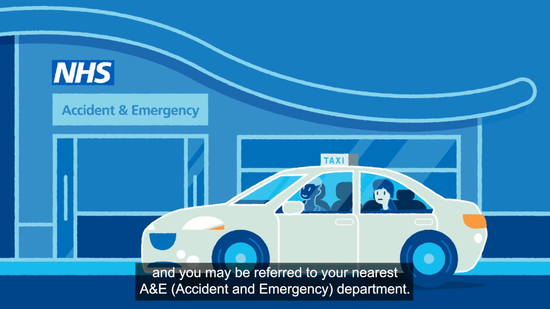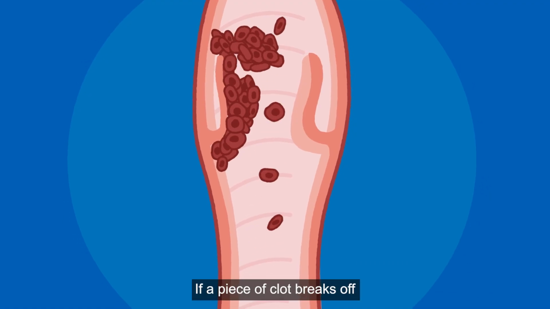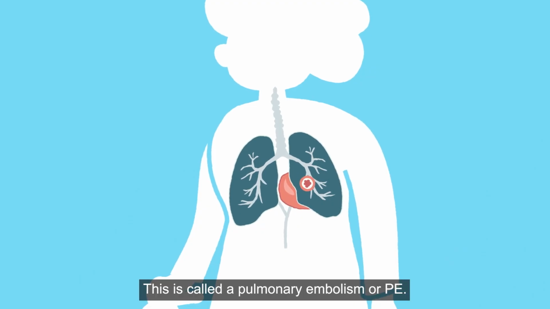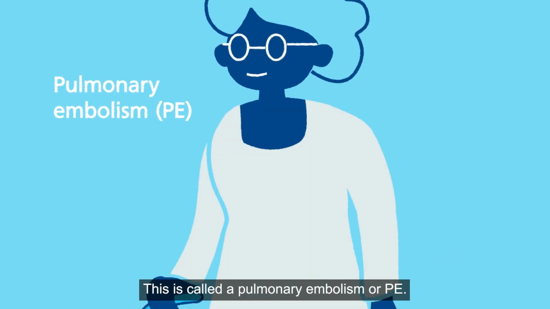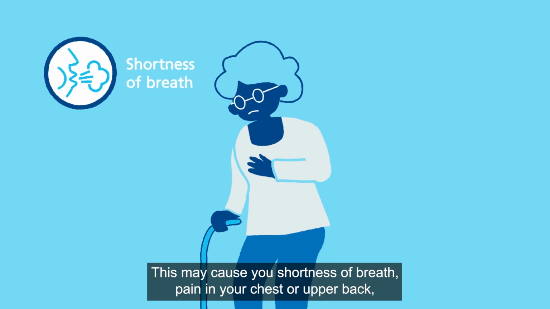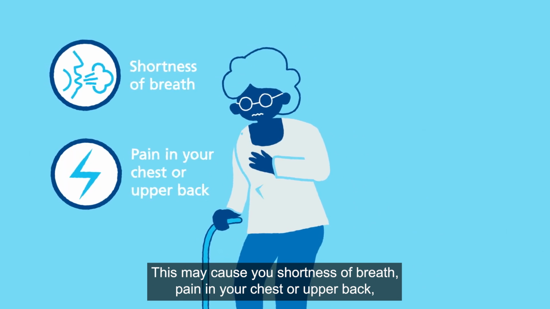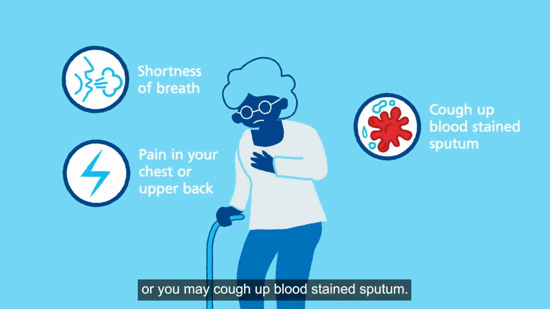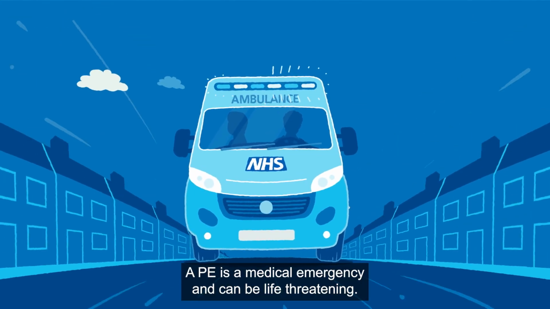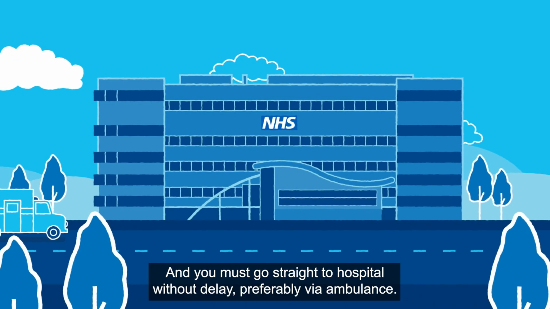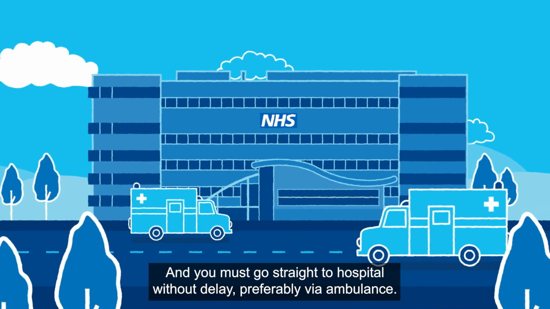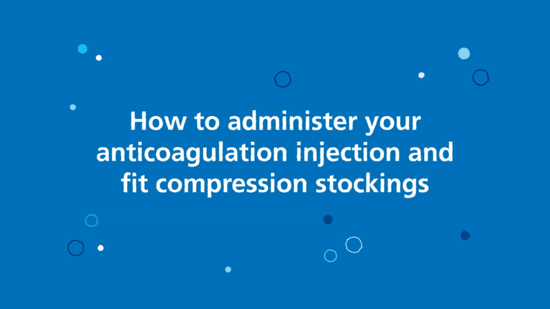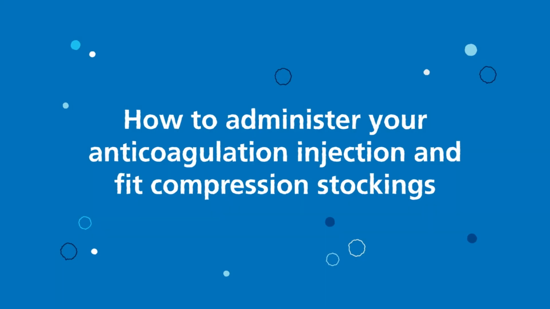If a piece of clot breaks off or becomes dislodged, it can travel to your lungs. This is called a pulmonary embolism, or PE. This may cause you shortness of breath, pain in your chest or upper back, or you may cough up blood-stained sputum. A PE is a medical emergency and can be life-threatening, and you must go straight to hospital without delay, preferably via ambulance. How to administer your anticoagulation injection and fit compression stockings.